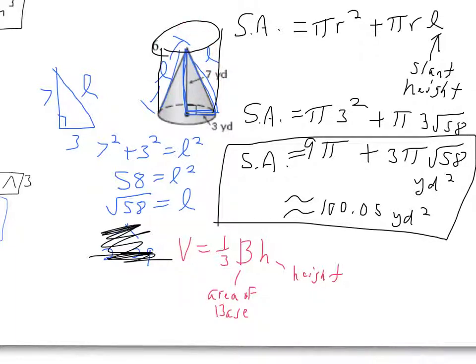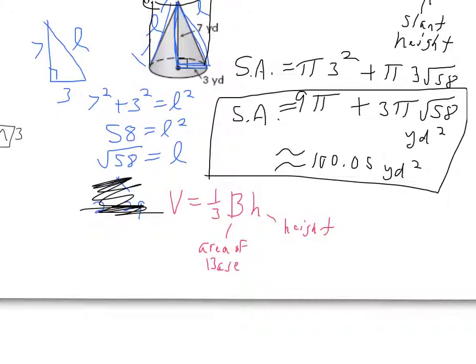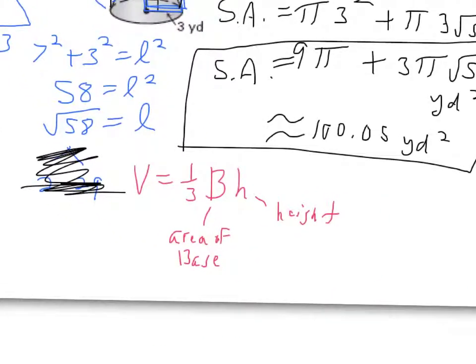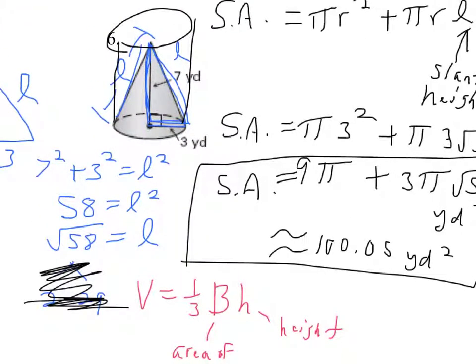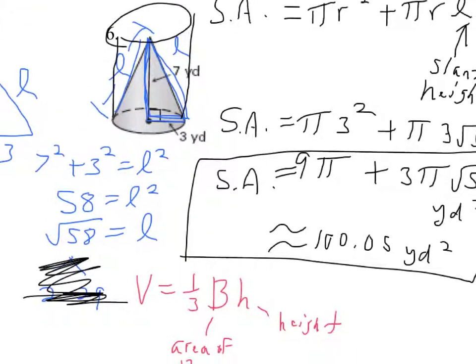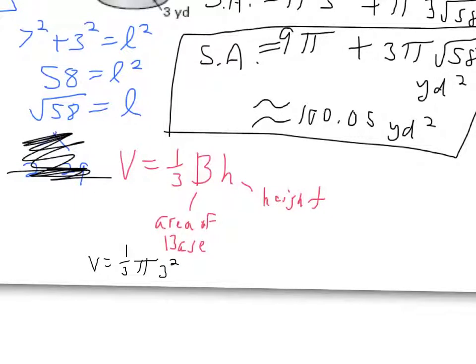All right, so the area of the base of a cone, that's a circle. So more specifically, we could say 1/3 pi r squared, and this r is 3, so 1/3 pi 3 squared, times our height, and this is where we want our true height of 7, not our slant height, so 1/3 pi 3 squared times 7.